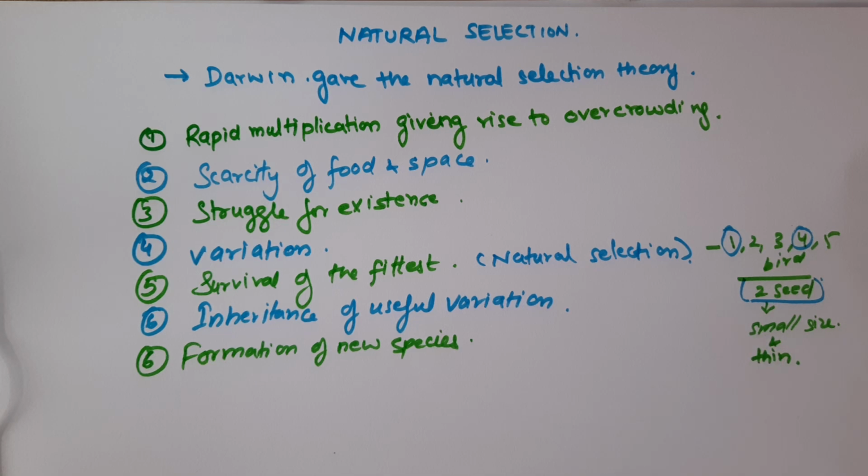So in the course of evolution, slowly this positive trait is transferred to the new offspring, and eventually it will lead to the formation of a new species by modification of the older one. So this is all about natural selection.